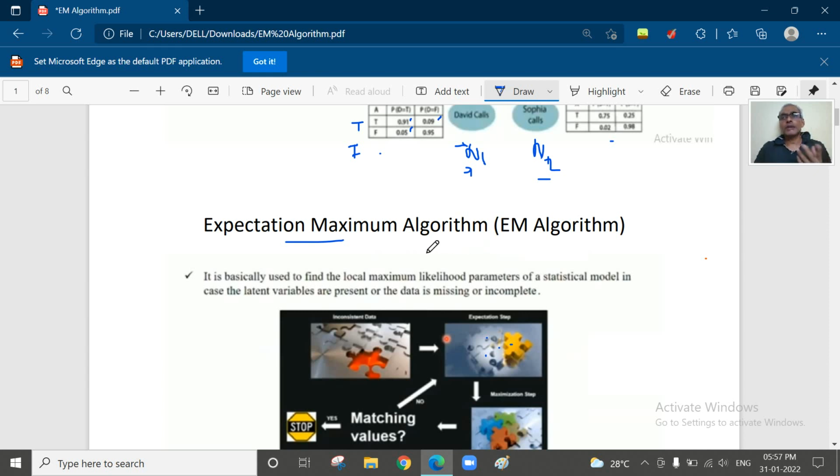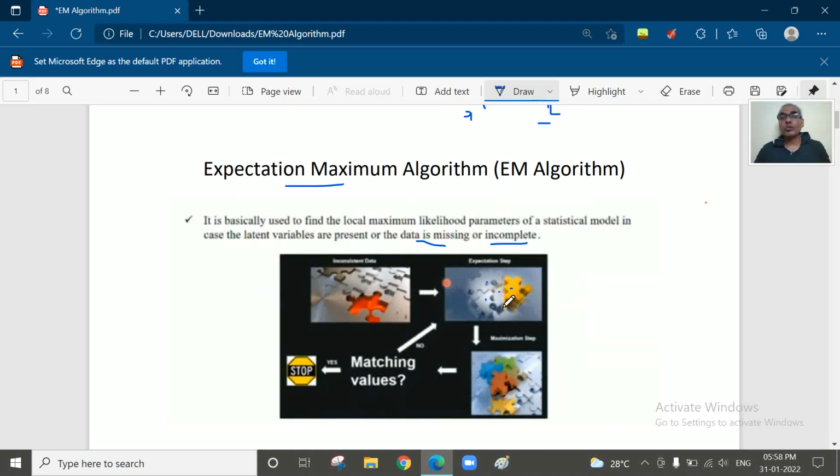Now, for what purpose is this expectation maximization algorithm being used? Generally, it is used to find the local maximum likelihood parameters of a statistical model. We use the EM algorithm to find the local maximum likelihood parameters in cases where our data is missing or incomplete.